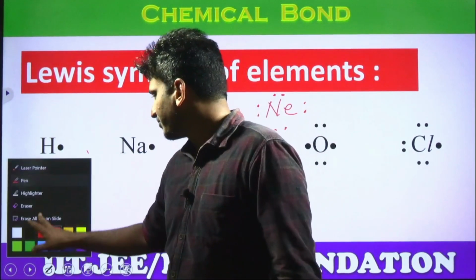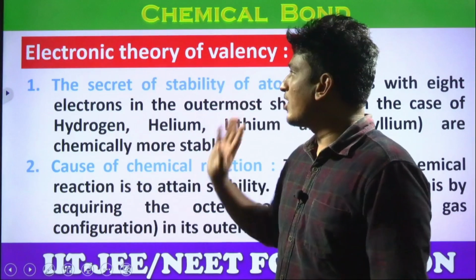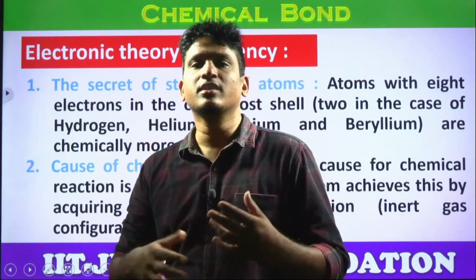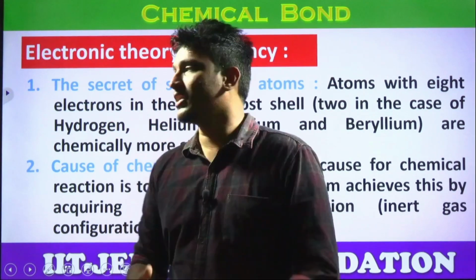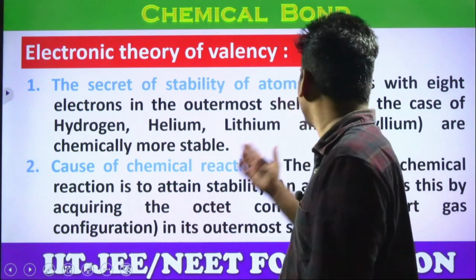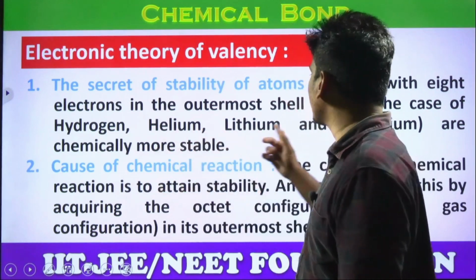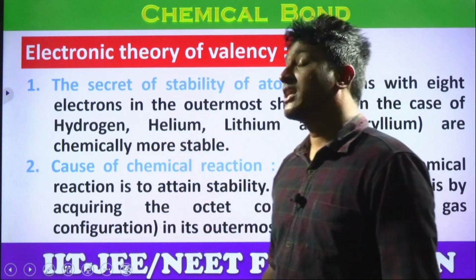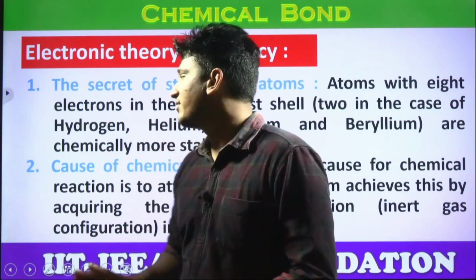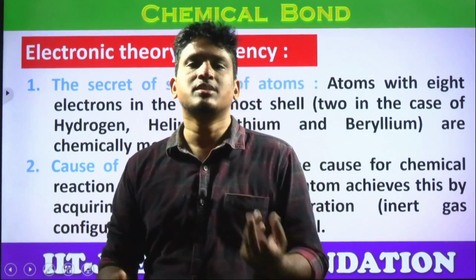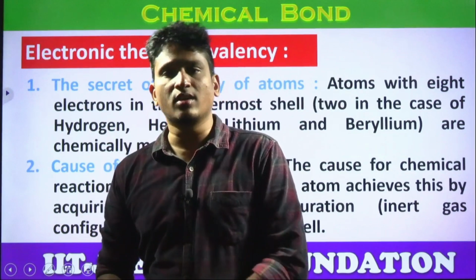Got the clarity? Next. So what is the electronic theory of valence? The theory which explains the reasons behind the bondings. And the first one, the secret of stability of the atom, like we already discussed. Atoms with 8 electrons in the outermost shell, 2 in the case of hydrogen, helium, lithium and beryllium, are chemically more stable. Which elements are more stable? Atoms with 8 electrons or 2 electrons, the octet and duplet configurations.